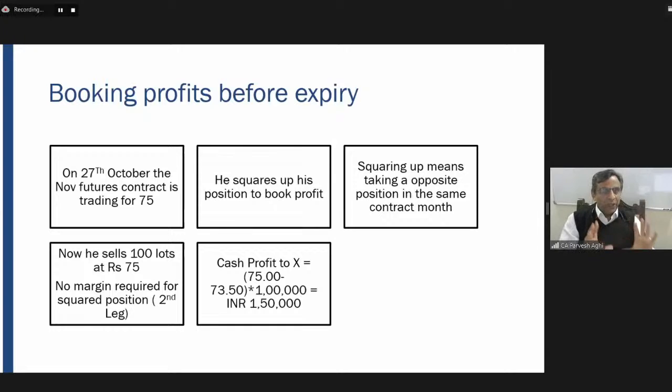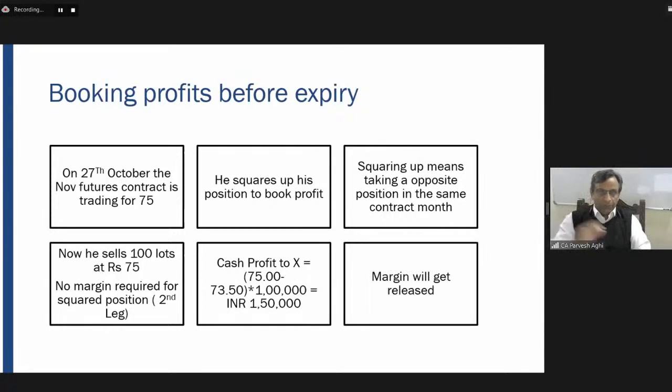So this is called squaring up a position. Whatever position you have taken earlier, you will take the opposite position. If you have bought earlier, you will be selling now. If you have sold earlier, you will be going to buy now. So margin will get released and he will make a profit of 1,50,000.